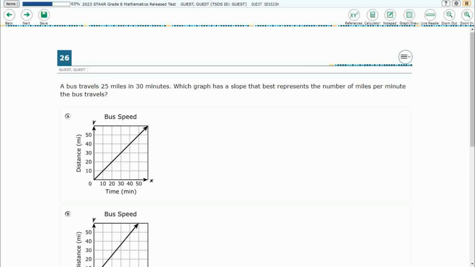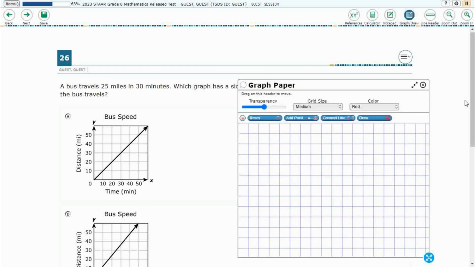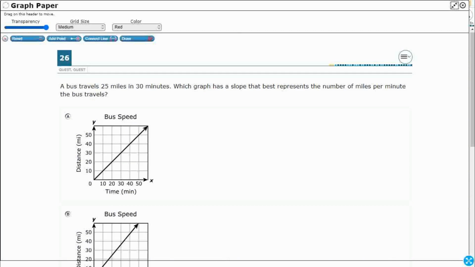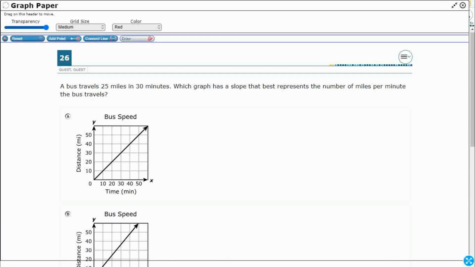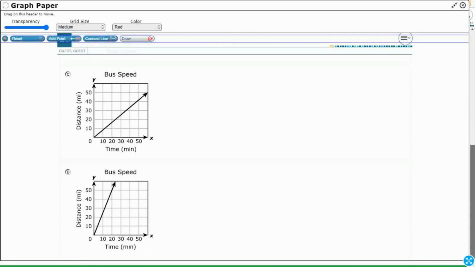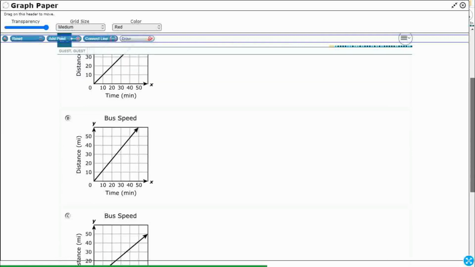So we have a bus here traveling 25 miles in 30 minutes. We need a graph that has a slope that best represents that. Well, let's take a look at what we're working with here. We see 4 different graphs. They all have an upward slope, so we can't eliminate one because it's got a negative slope.